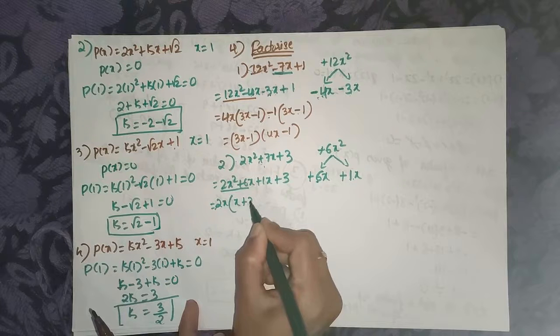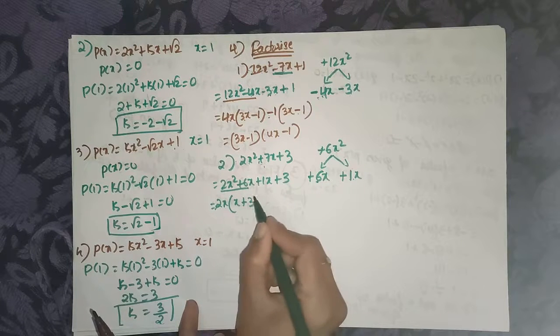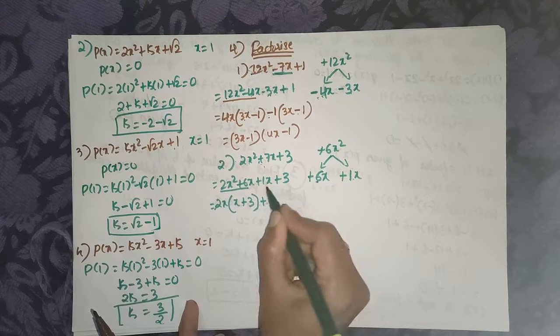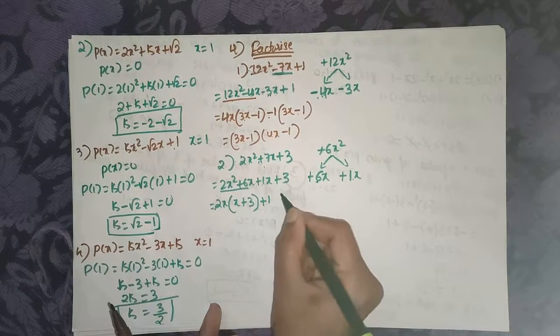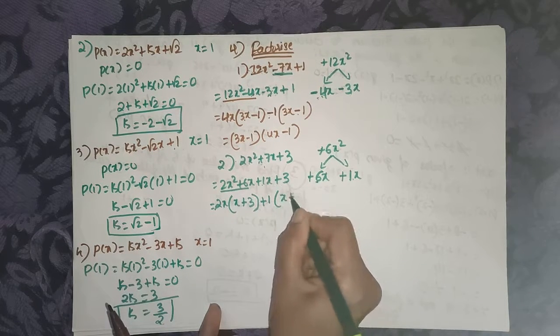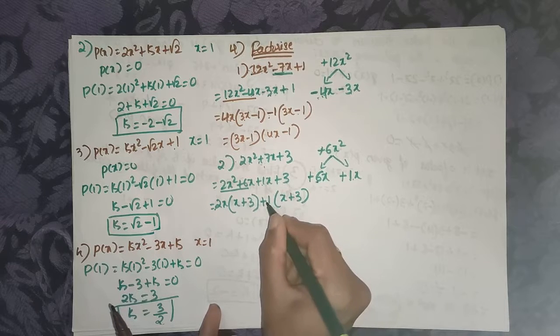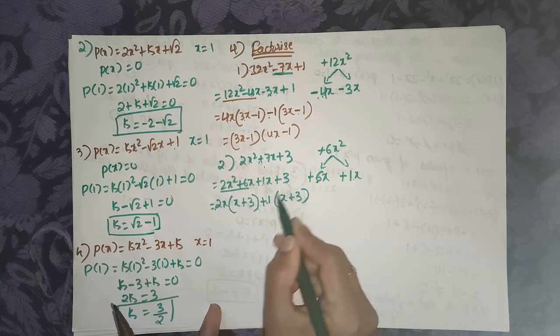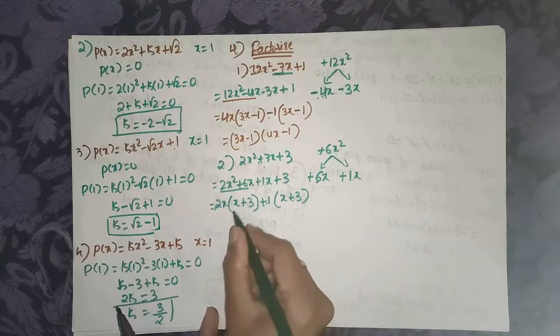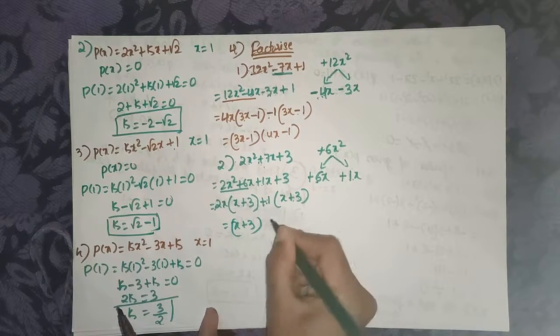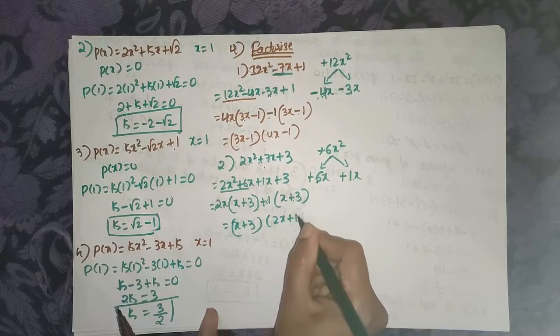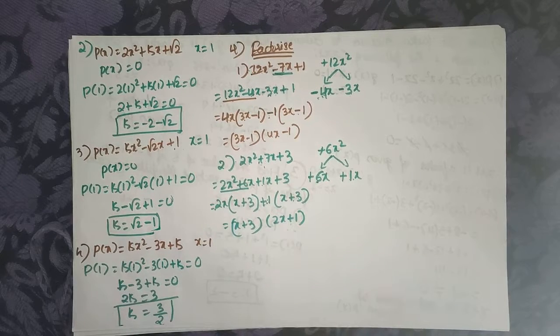This is 2 3s are 6. X is common, nothing is there. Plus here 1x plus 3, nothing is common. So that's why take out 1 as common. Here x plus 3. If you take 1 common, it is the same. Then x plus 3 is common. Then here we have 2x plus 1. So this is the second question.